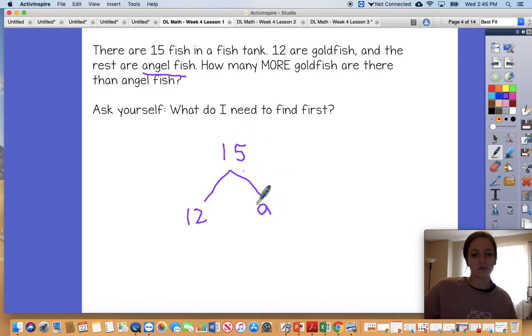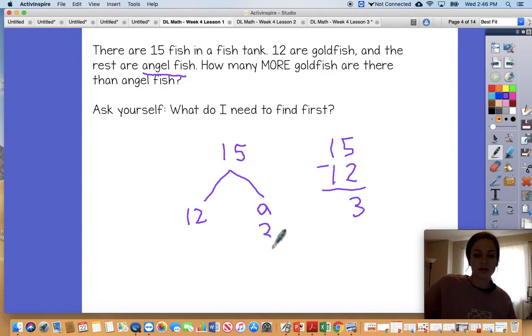If I know my total, but I'm missing one of my addends, how can I find that addend? I have to subtract, right? So 15 minus one addend will give me the other addend. 15 minus 12: 5 minus 2 is 3, and 1 minus 1 is nothing, so we don't need to write anything there. So there are 3 angelfish.